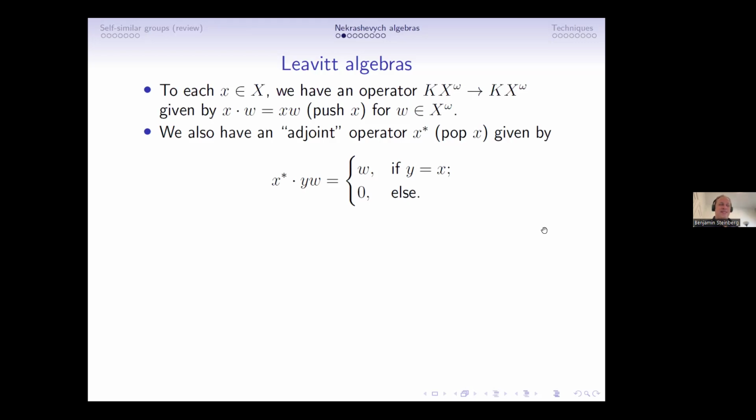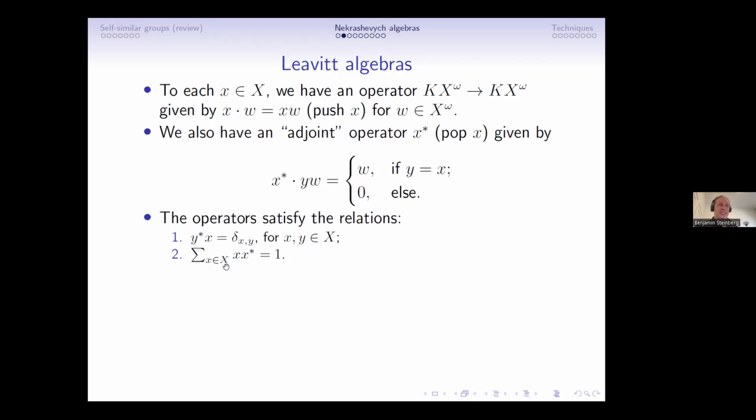And in fact, these Leavitt algebras were also rediscovered by computer scientists who were trying to model exactly these stacks. So this kind of algebra has been rediscovered many times by different groups of people. And if you stare at these operators, they satisfy some obvious relations. Like if I try to push on a letter X and pop a different letter Y, I will get 0. While if I pop the same letter, I will not have done anything. And it also satisfies the fact that the sum over letters of push then pop is 1. This operator basically finds the first letter, removes it, and then puts it back on.